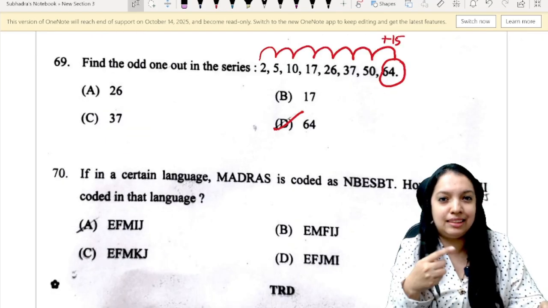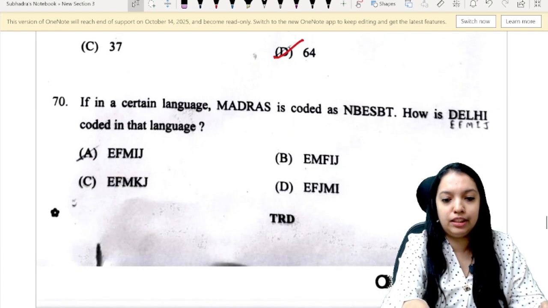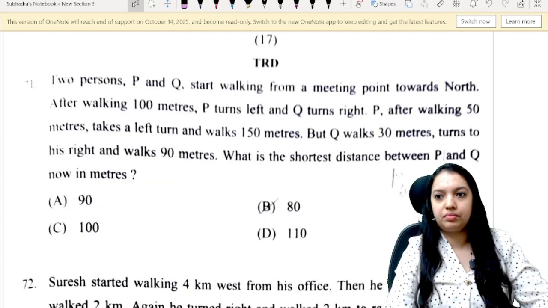Next one is from ICI material. This is an example solved question even in our class. Basically, you have to take plus 1 series. So the correct answer is option A.